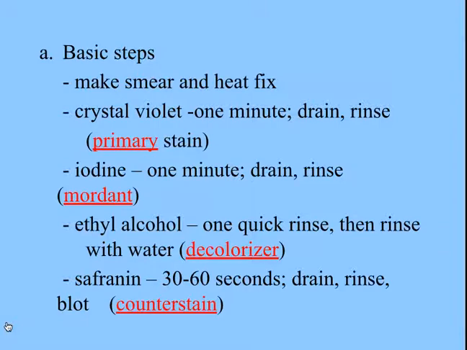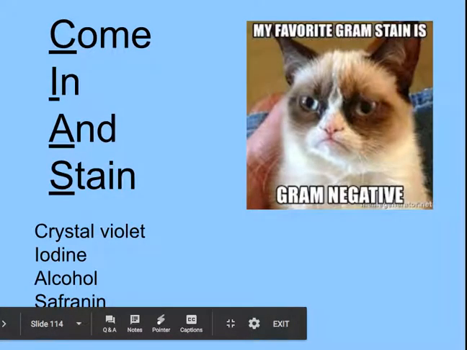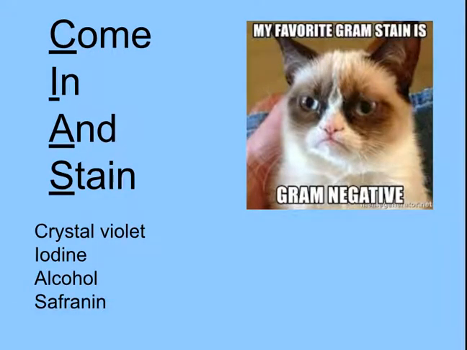And then our counterstain will be safranin. To make our lives easier, I say 1 minute here, and then again you rinse it and blot it dry with our bibulous paper, and we look at it under the scope. This is a great way to remember the order: come in and stain. It's crystal violet first, then iodine, then alcohol, and then safranin.